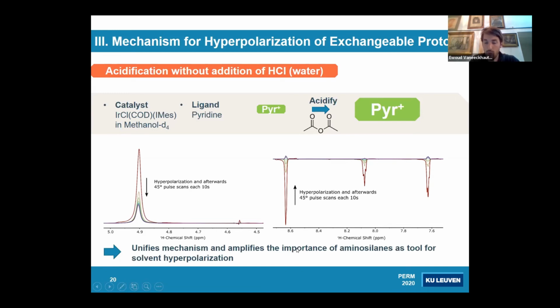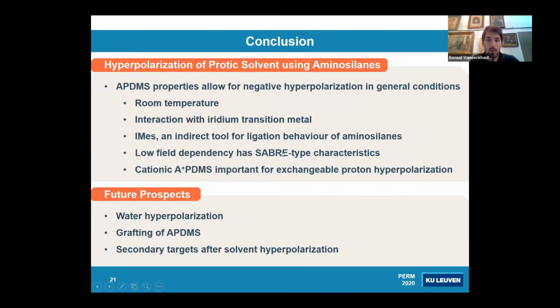This is also where I want to conclude this talk. It also shows that APDMS itself, with these properties, allows for this negative hyperpolarization of exchangeable protons in quite general conditions. You don't have to acidify, you don't need to add any acid. You can do it at room temperature. And we discussed the interaction with the iridium transition metal, which is quite strong for this untypical amine. We've shown this indirectly through the IMS ligand, and also together with the low field dependency that has a SABRE type characteristic. And also it seems to be the importance of the cationic APDMS-H+ and also the pyridinium ion.